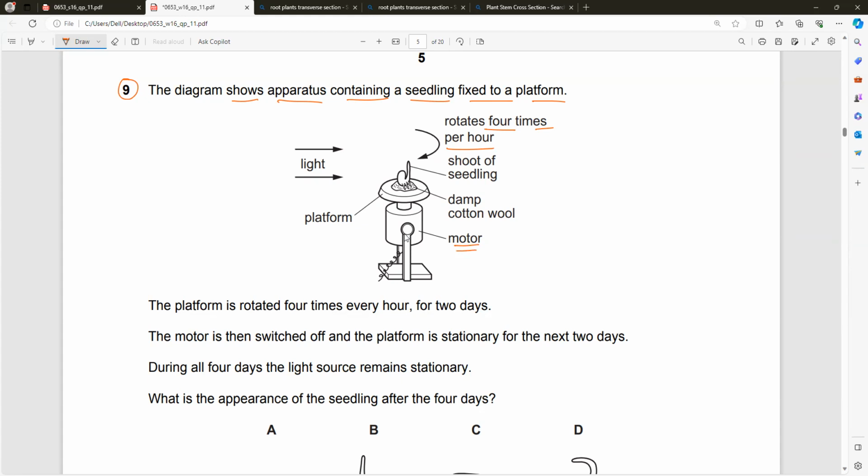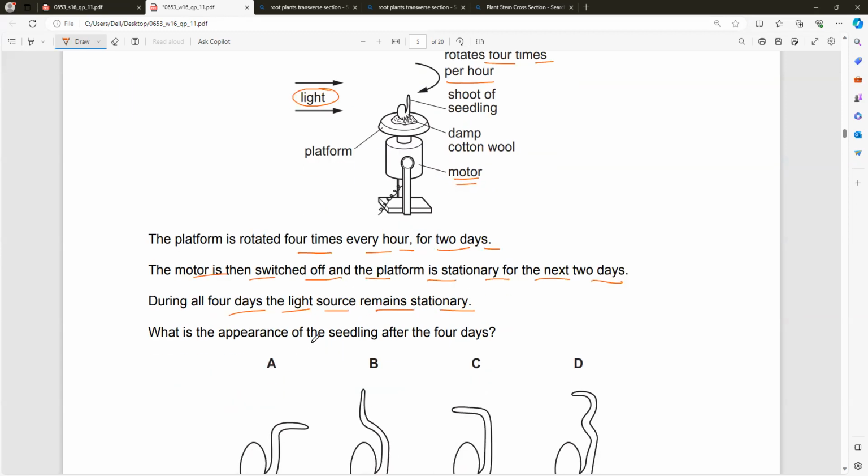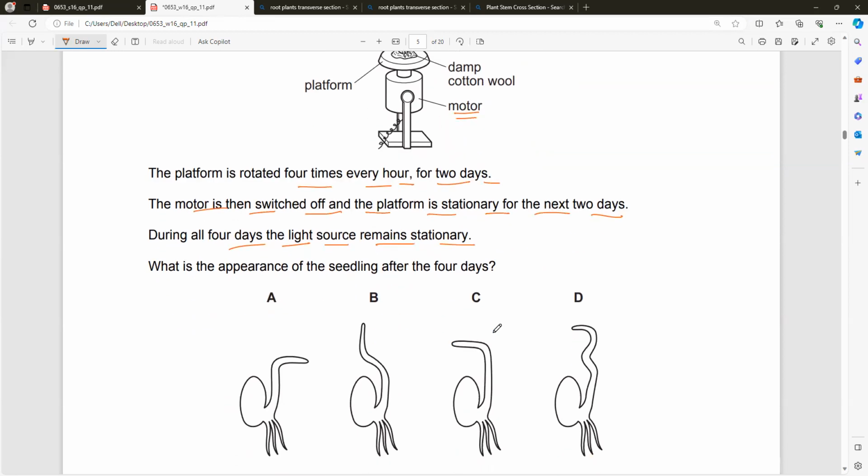Now the platform is rotated 4 times every hour for 2 days. The motor is then switched off and the platform is stationary for the next 2 days. During all 4 days, the light source remains stationary. Okay. Now, what is the appearance of the seedling after the 4 days? That is what they are asking.